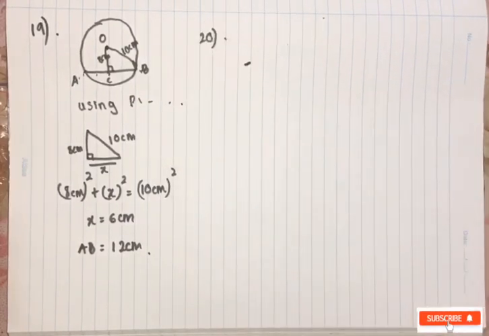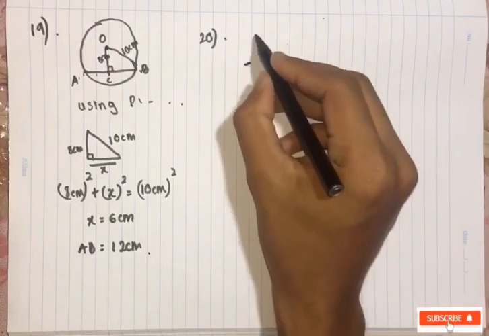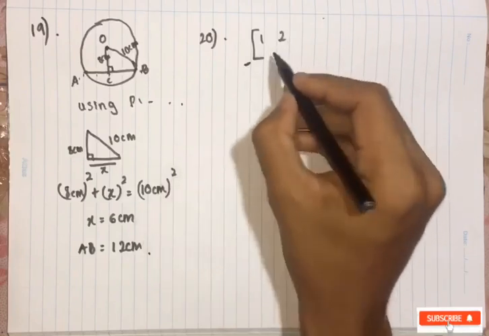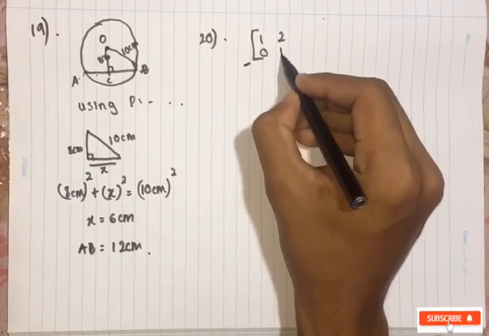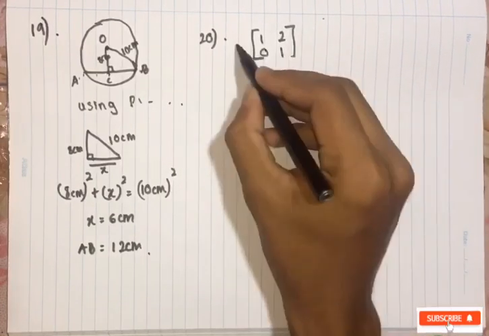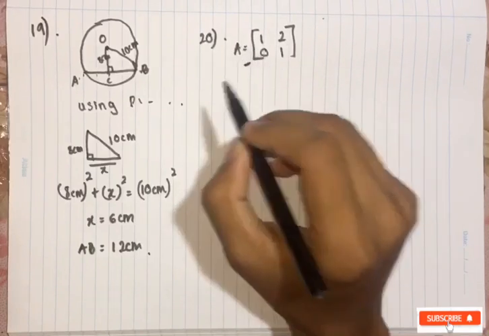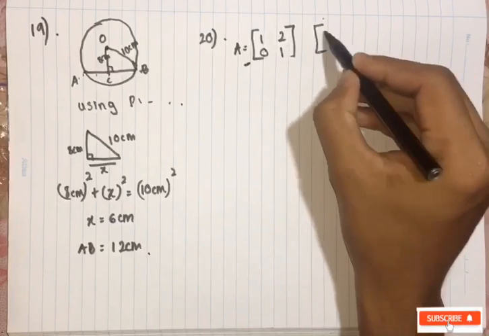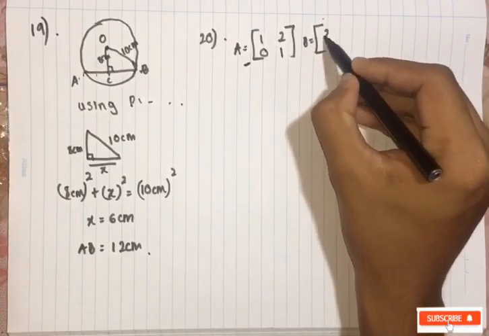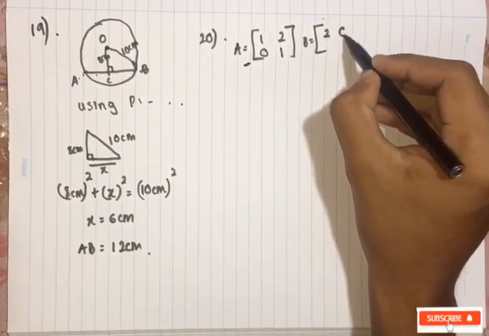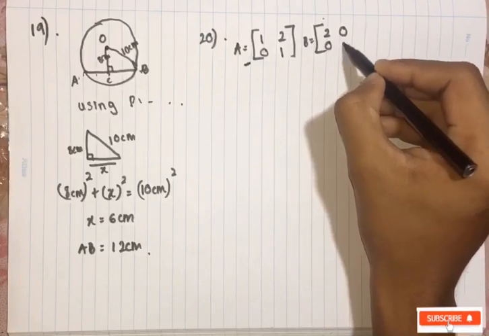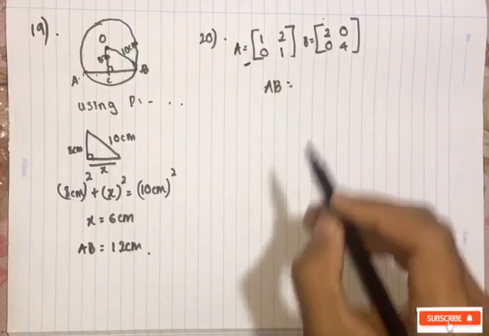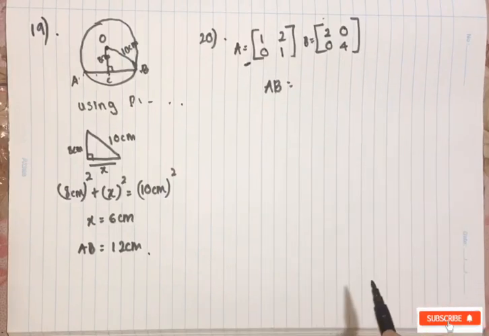Question 20. They have given you a matrix. This is thoroughly from the new syllabus 2015, that is where the new syllabus starts. B is this, 2 0 and 0 4. They have asked you to find AB. This is multiplication of matrices.